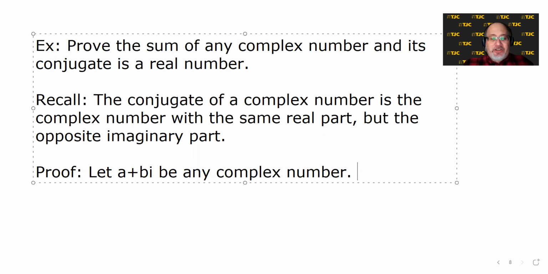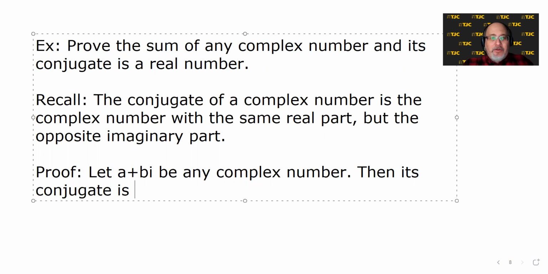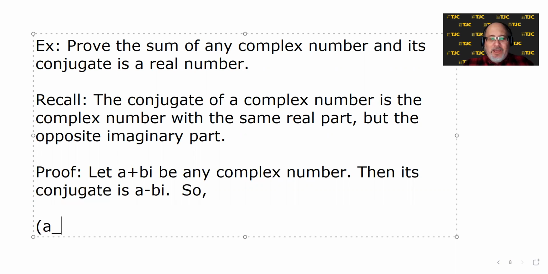How would we write its conjugate? Well, by the definition of conjugate, we have the same real part, so it would still start with a, but the opposite imaginary part. So if our imaginary part on the generic complex number is plus bi, then the imaginary part on its conjugate is minus bi. So now that we've generically represented a complex number and its conjugate, we can now look at their sum. a plus bi plus a minus bi. So there's the sum of those two numbers written.